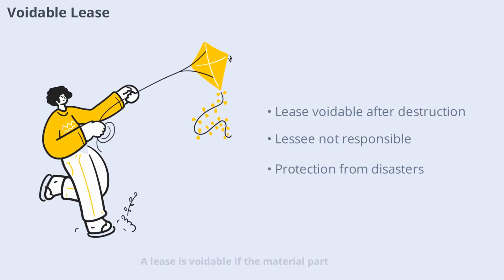A lease is voidable if the material part of the leased property is destroyed by fire, tempest, floods, violence, or enemy action, provided the lessee is not responsible for the destruction. The lessee may avoid the lease if they prefer. This provision protects the lessee from unforeseen disasters and ensures fairness in the arrangement.